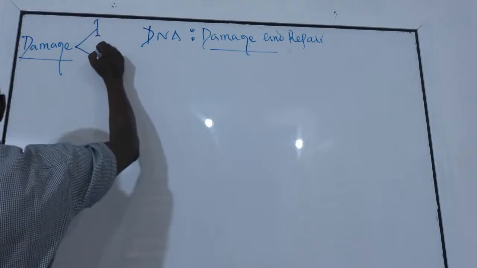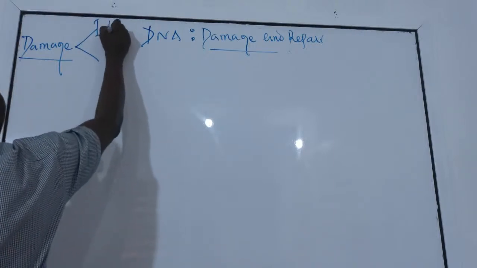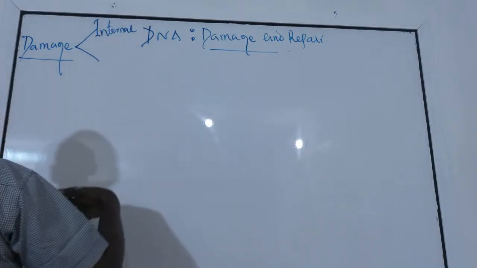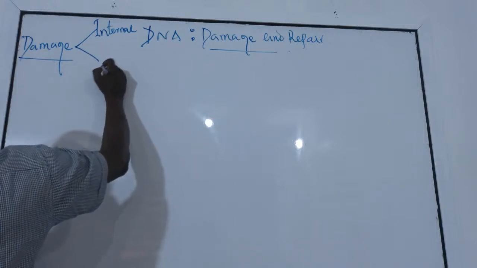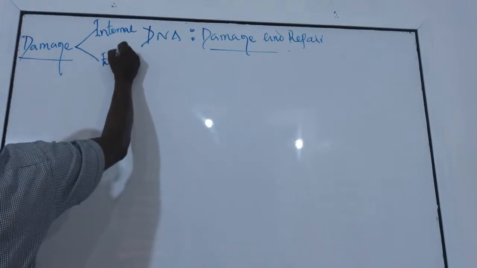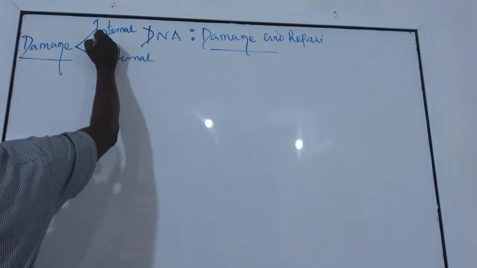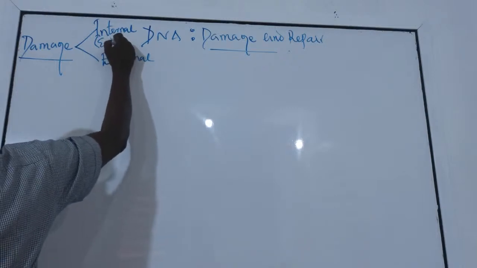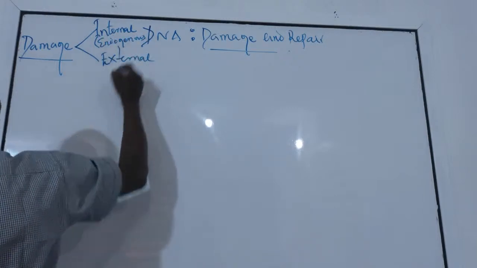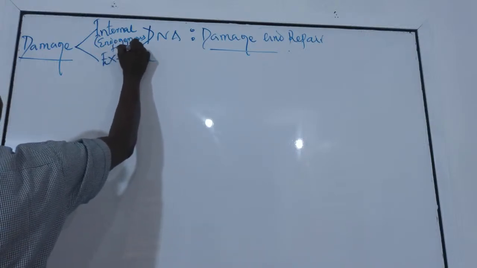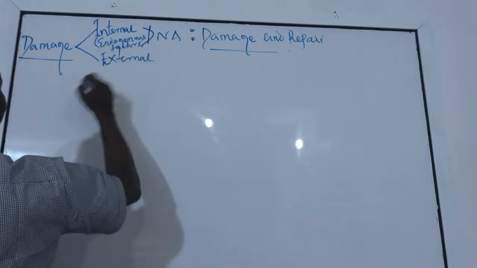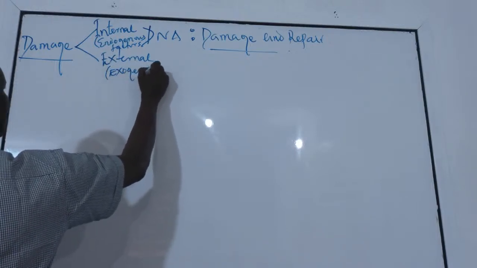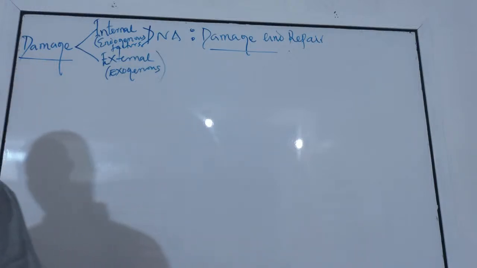It can be internal. The damage can be internal, that is within the DNA or within the cell. And it can also be what? External. So, it can also be external. If it is internal, it is called endogenous factors. What are the endogenous factors that cause DNA damage? Then if it is external, it is called exogenous factor, that is, it is outside.